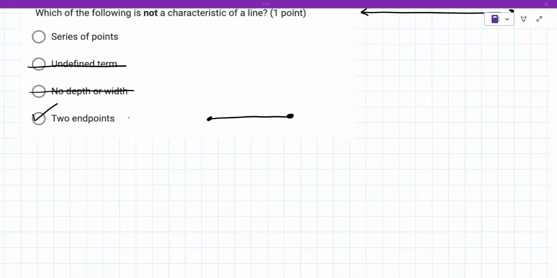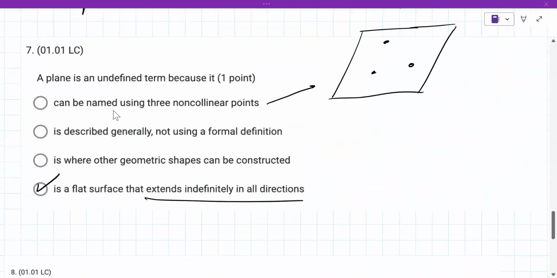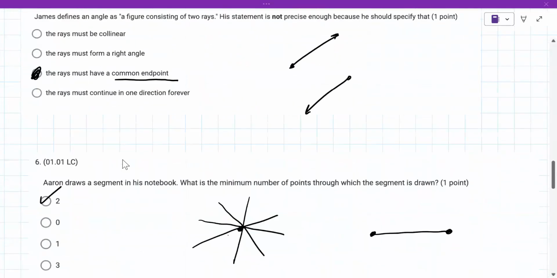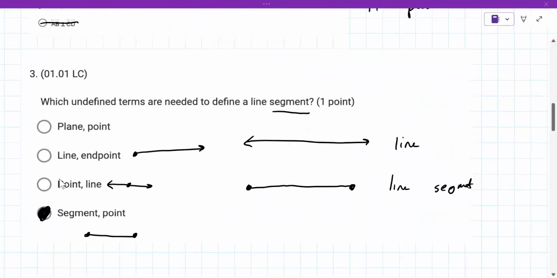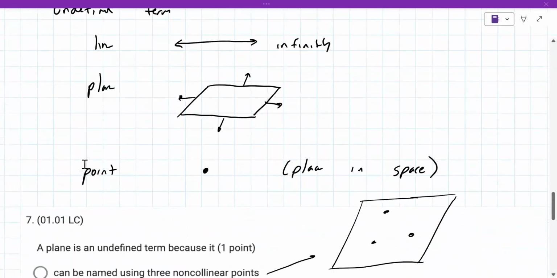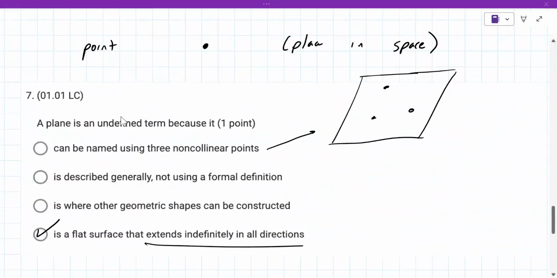Does it show which ones are wrong? It shows which one. It says number 3 and number 7. Okay. For number 3, it says the correct answer is point and line. These are probably definitions from somewhere in your course. And then for number 7, my guess is it's very similar. It says the correct answer is described generally, not using a formal definition.